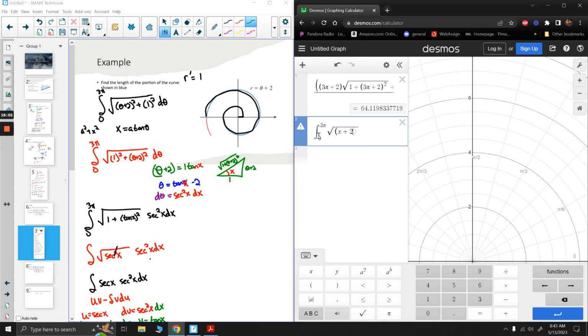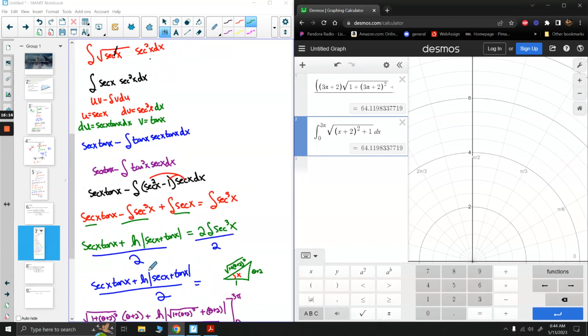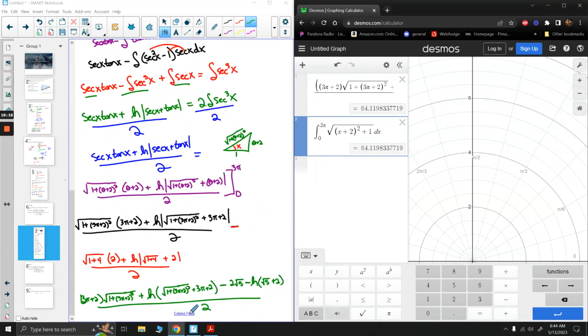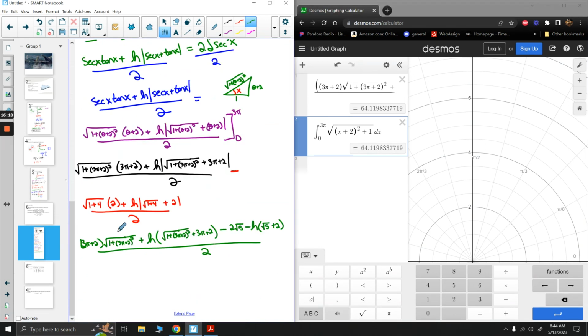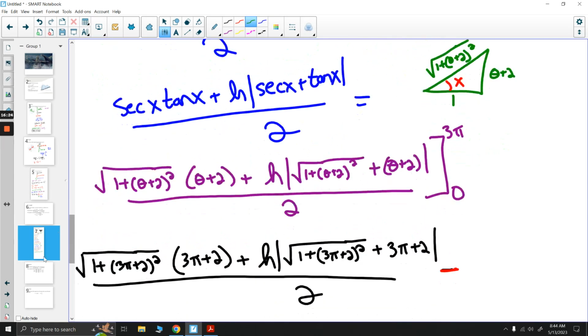Functions, x plus 2 squared plus 1 dx. And we got the same value. Whew, thank goodness, huh? Though this is an approximation, we like this form down here. This is the good form somehow. Anyway.